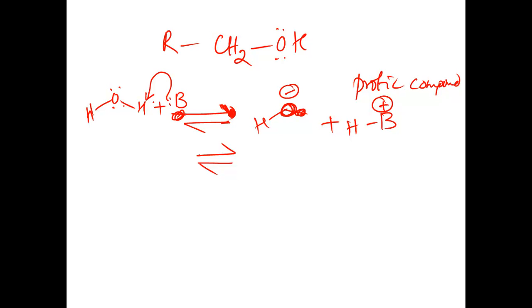So it's abstracting the proton. It's donating a pair of electrons. That's why this is called a base. And this is donating a proton. That's why this is called an acid. Or this group is accepting a pair of electrons from the base. That's called an acid. So you have the Lewis acid definition and the Bronsted acid definition.